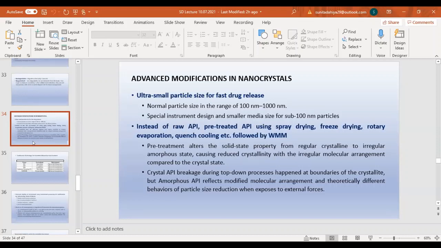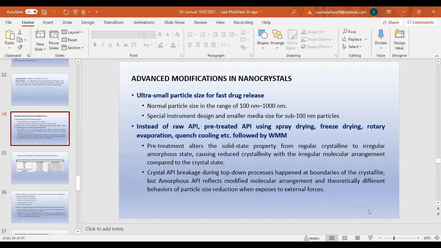Nowadays, with advancing research efforts, several modifications in the nanocrystal field have been reported, like you can get ultra small particle sizes for fast drug release. Right? Usually we say that by using nanomilling, it is hard to achieve particle sizes less than 100 nanometer. But there are some specific mill designs, right? And when you use a very small size of the beads, the milling media, it is possible to have sub 100 nanometer particles. That means particles below 100 nanometers.